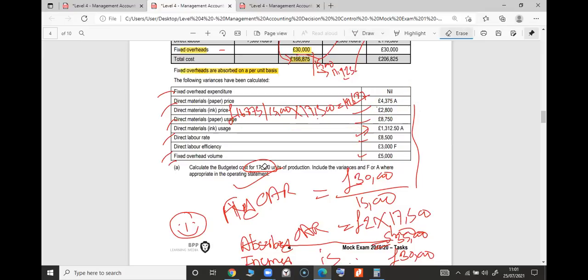The answers are given. Fixed overhead expenditure variance is nil, so you're going to put it in as nil, and this and that, all of it. I think in some of these they didn't write favorable or adverse, which is not a good one. Like, look at this, A, F only.